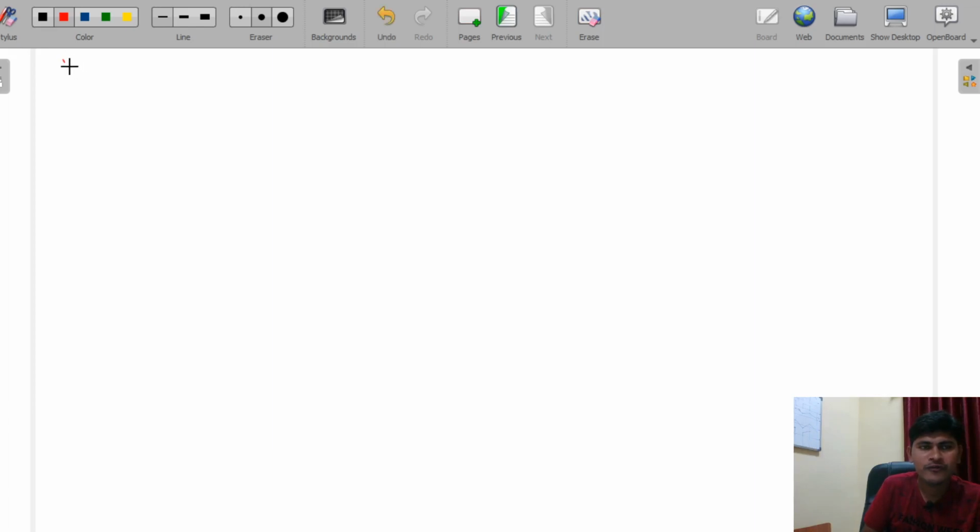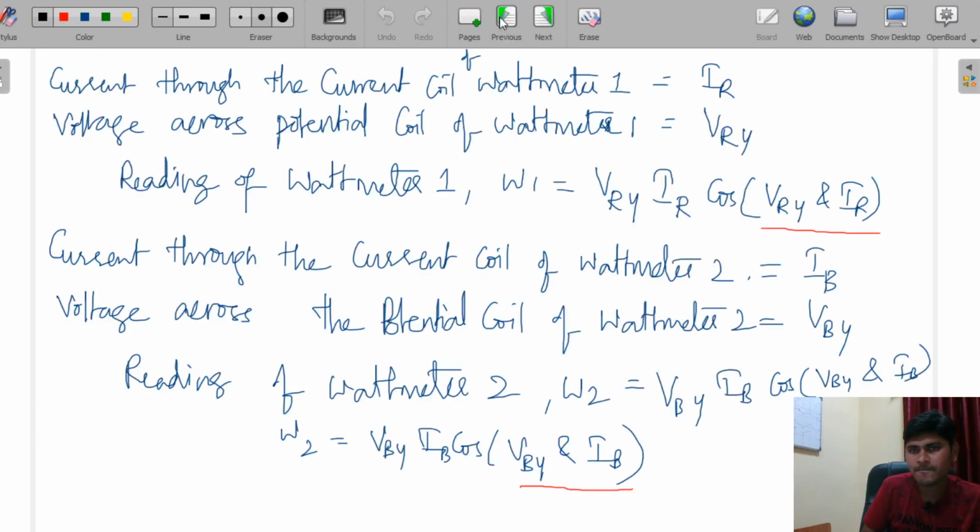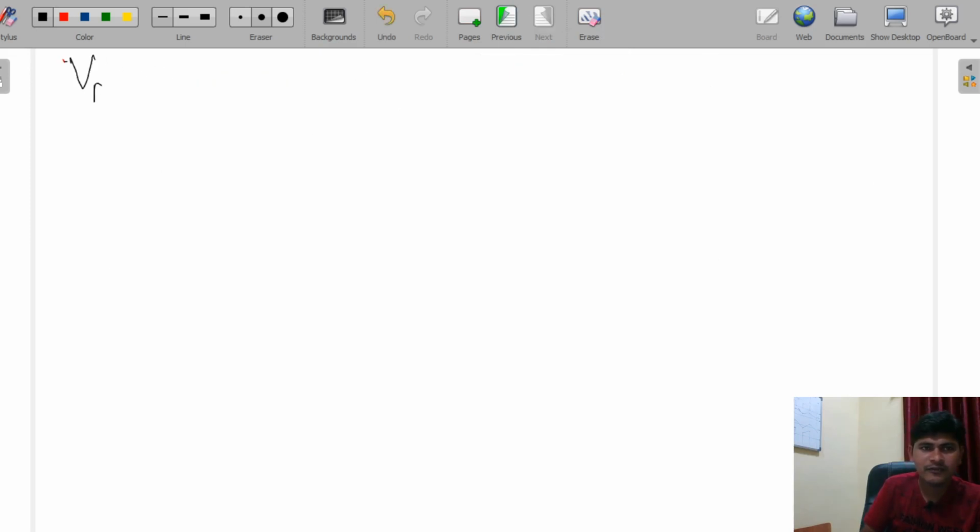Before going to draw the phasor diagram, let us write this line voltage in terms of phase voltage. Let us take VRY, and next we take VBY.